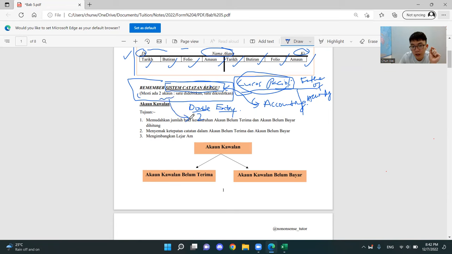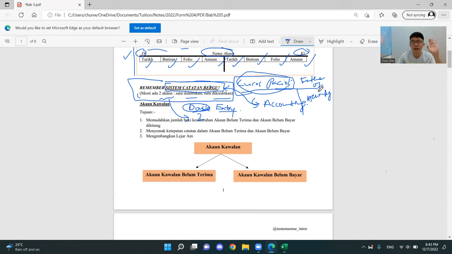That's why here mesti ada dua account. Can you see? At least two accounts. Kenapa mesti dua? Because this Sistem Catatan Buku in English is called double entry. You see the word double. Double means two. That's why it mesti ada dua account. And when I enter, I must enter satu for the debit side and satu for the credit side. Therefore, Sistem Catatan Buku maksudnya you debit satu account and then the other account you must credit. If you credit one account, the other account must be debit.